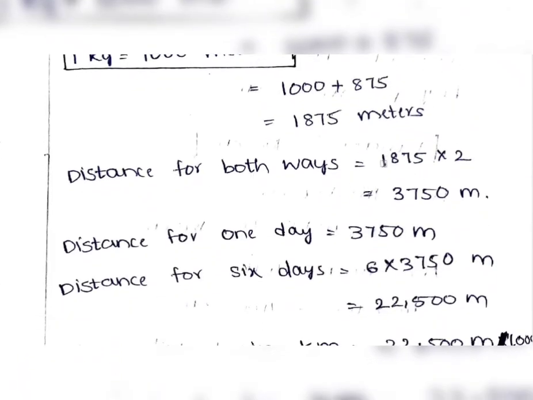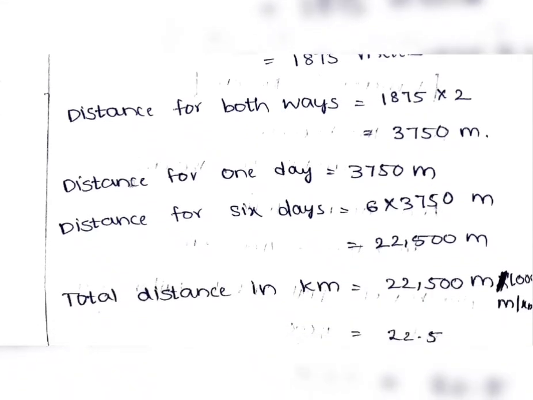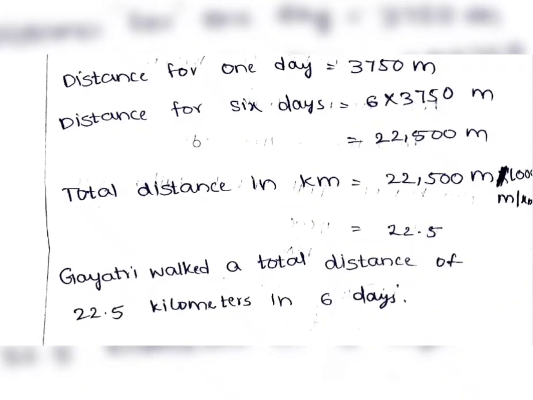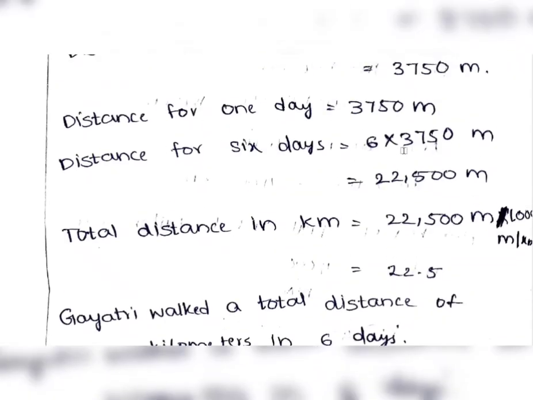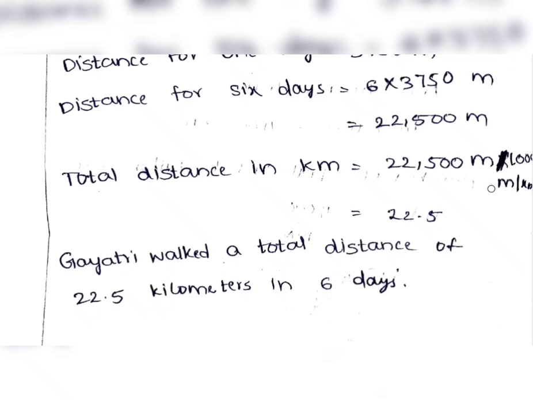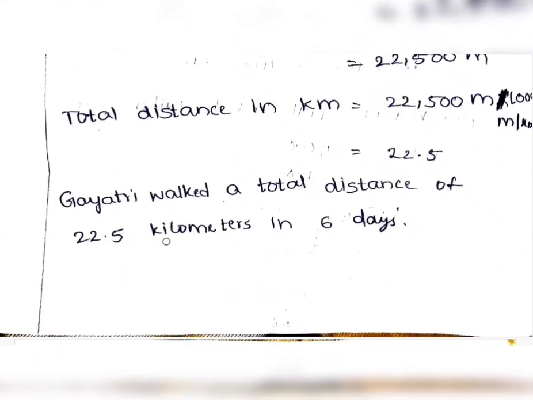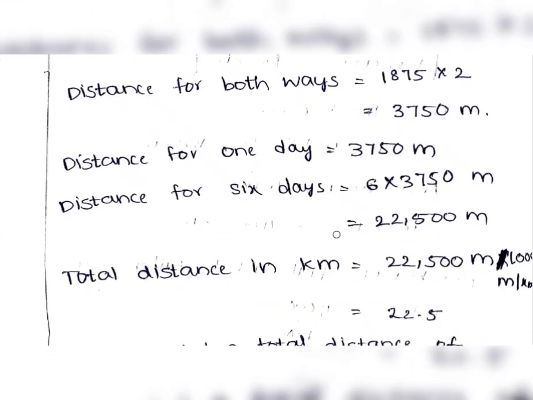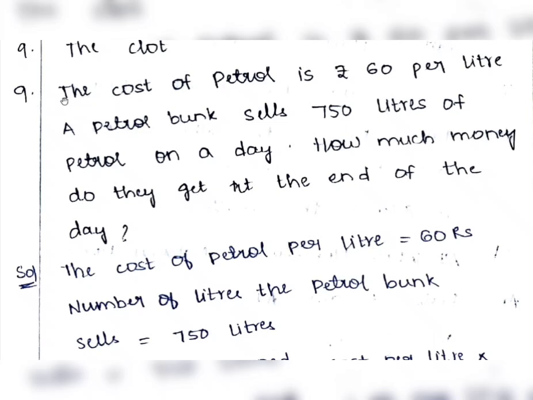Distance for both ways is 1875 into 2, that is 3750 meters. Distance for one day is 3750 meters. Distance for 6 days is 6 into 3750 meters, which is 22,500 meters. If we want to calculate the distance in kilometers, then we have to divide it by 1000. That is 22.5 kilometers. That means Gayatri walked a total distance of 22.5 kilometers in 6 days. This is the answer.